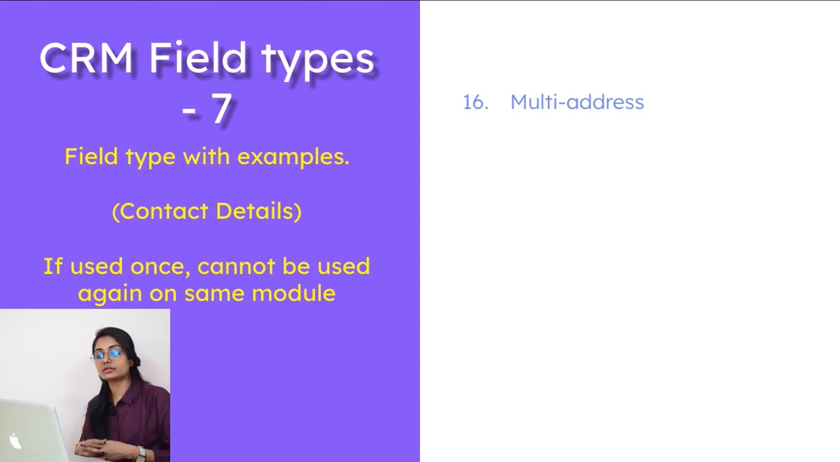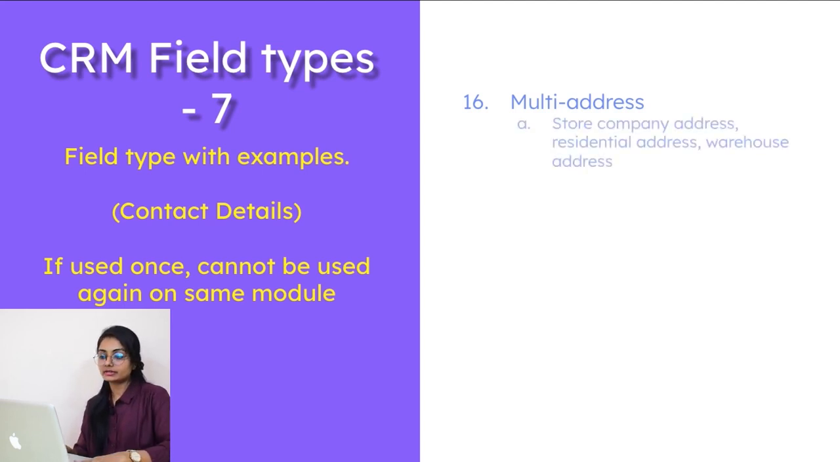The first one is multi-address. The multi-address field is used for a purpose where I have to store various addresses of the company, like if I have the warehouse address available for the same company, the residential address is available, or the company address is available. Then I can store multiple addresses in a single record.